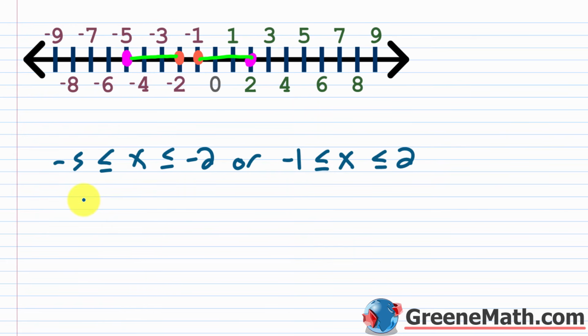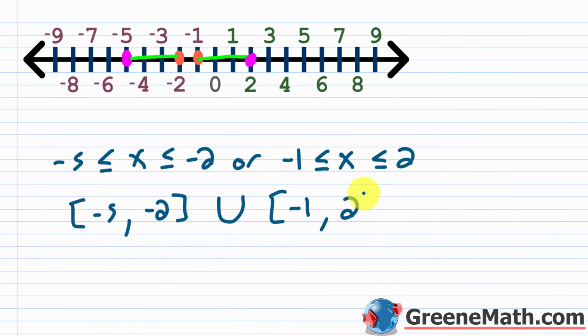In interval notation, you would just put a negative 5 next to a bracket, then comma negative 2 next to a bracket. They're both included. And the union with, let me make that symbol a little bit better. So we would have a negative 1 next to a bracket, and then comma a 2 next to a bracket. Okay. Now graphically, we have this already. I prefer to use a bracket versus a filled in circle. If you like the filled in circle, you can stick with that. It's just not what I usually do.